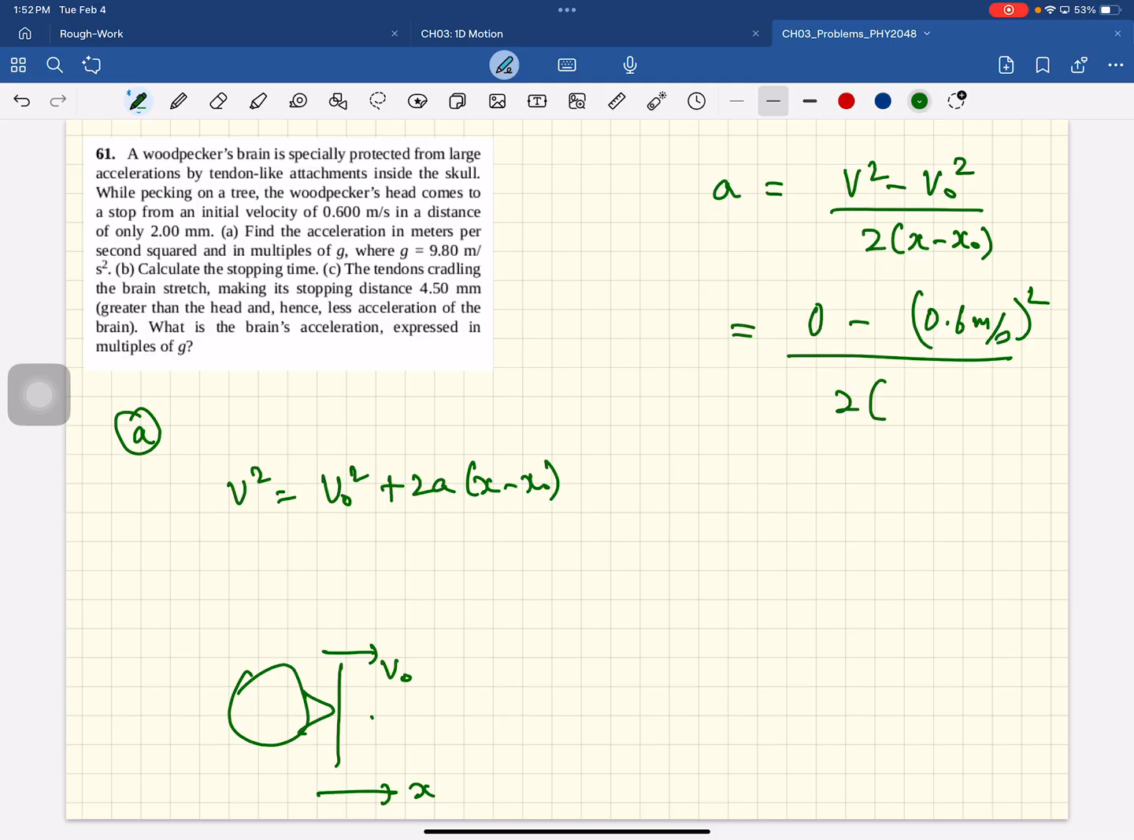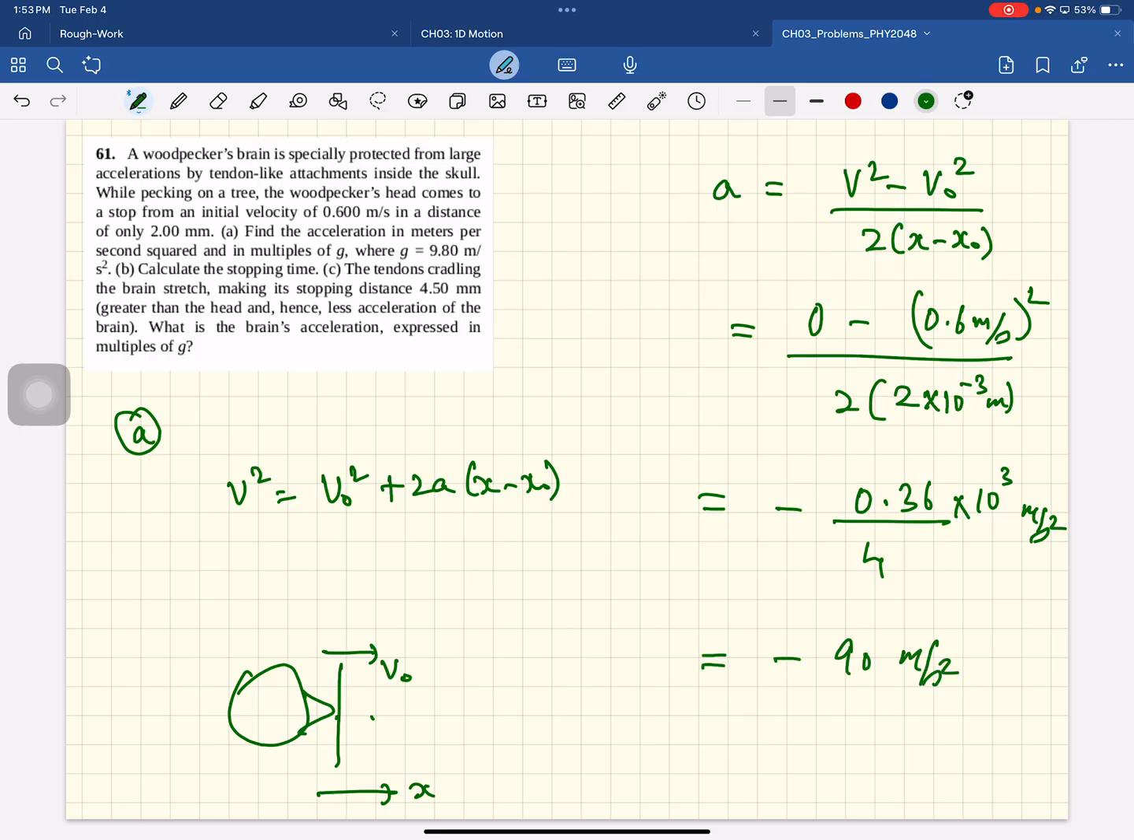There's final x, this is initial x. So it's 2 millimeters, and a millimeter is 10 to the minus 3 meters. So that's negative 0.36 over 4 times 10 to the minus 3 meters per second squared. And that's 360 over 4, which is minus 90 meters per second squared.